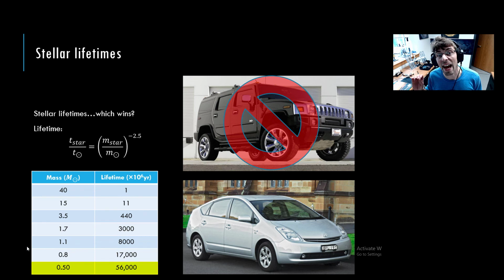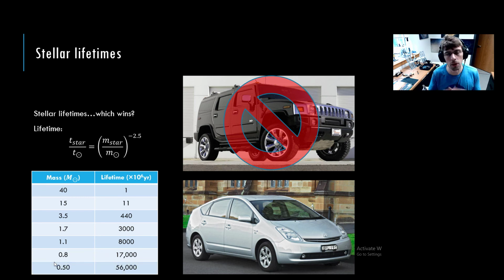Notice that if you go down to half a solar mass, a star that is half the mass of our sun can last 56 billion years. These stars haven't even had time to burn out yet. The universe, by our best models, is about 14 to 15 billion years old. These low mass stars can survive for 50 billion years. Okay? They haven't had time to burn out at all. Cool, huh?